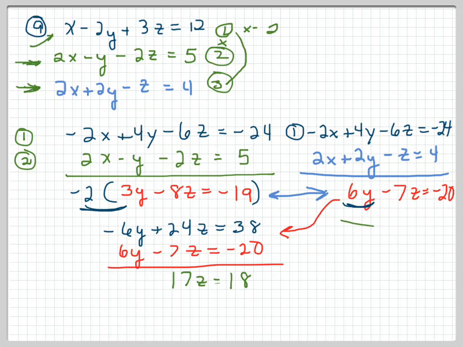I'm going to start by looking back over here. 6y minus 7z equals negative 20, so I check my math. That is indeed negative 20. It's negative 7z, and that's 6y, so that one looks right. Let's check back over here. I'll double check my initial problem 1, that's negative 2x plus 4y minus 6z equals negative 24. And my green one, number 2, is 2x minus y minus 2z equals 5, and I add those up. 3y minus 8z equals negative 19.